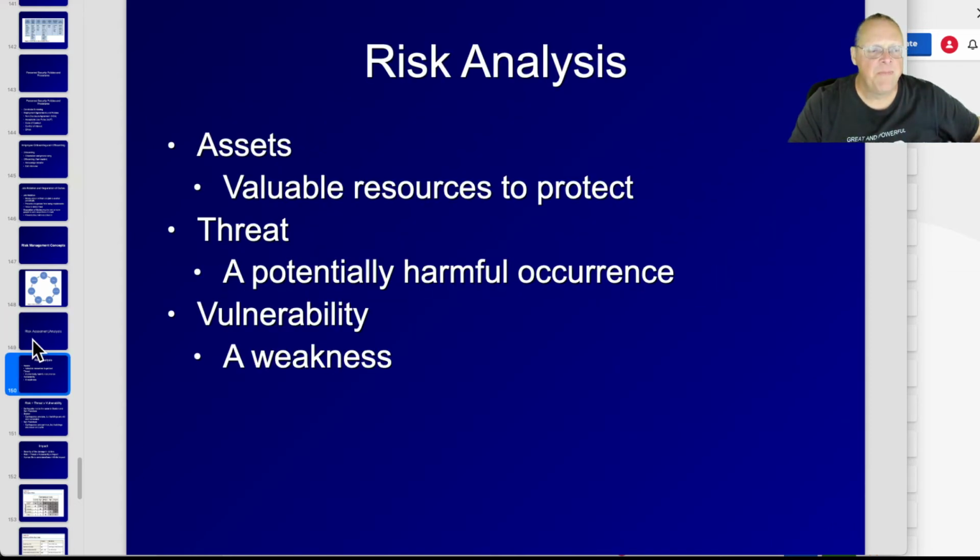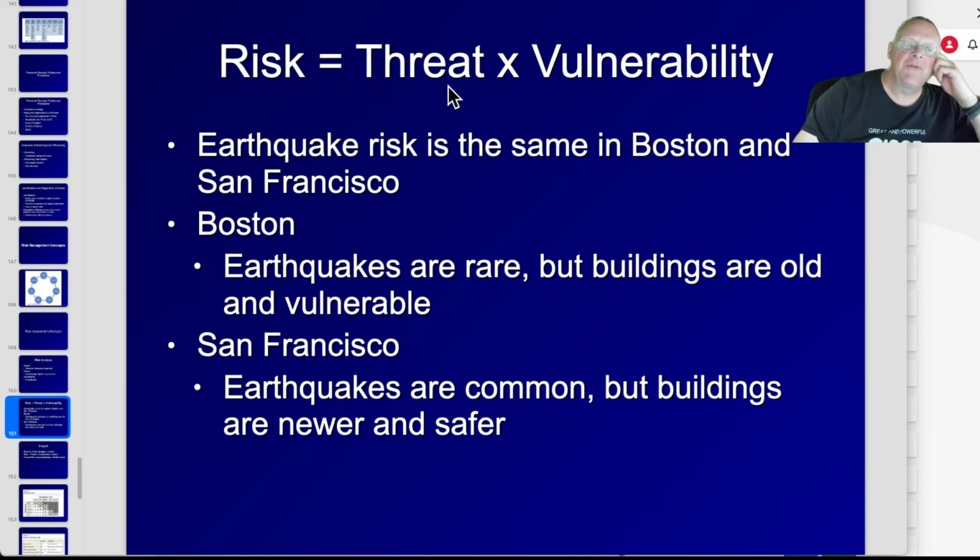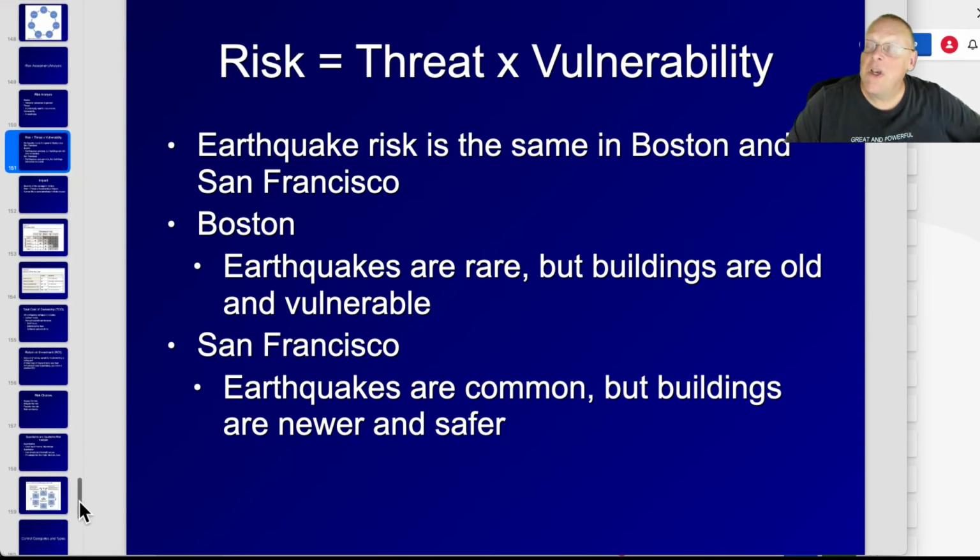So risk assessment, you have assets, figuring out what your valuable things are. A threat is something bad that might happen. A vulnerability is a weakness that exposes you to damage from a threat. So risk is threat times vulnerability. For example, the risk of earthquakes is the same in Boston and San Francisco. In Boston, there are not very many earthquakes, but the buildings are not built to withstand earthquakes, so they do more harm. In San Francisco, we have earthquakes frequently, but the buildings are designed to withstand earthquakes. So the net result is the risk is about the same.